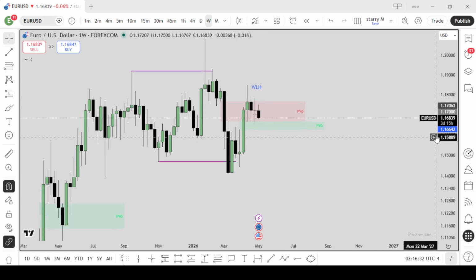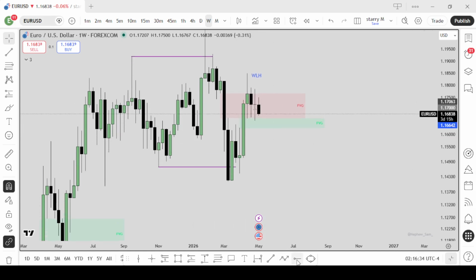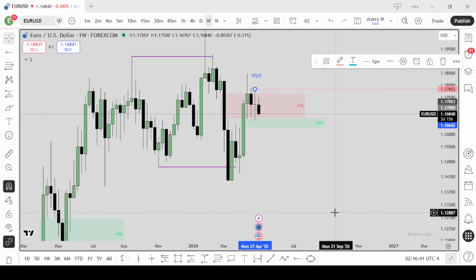So we can mark this out. We can mark our previous week high and previous week low.